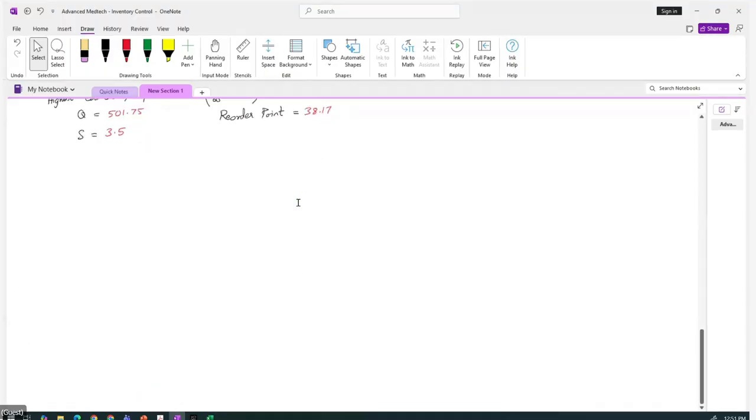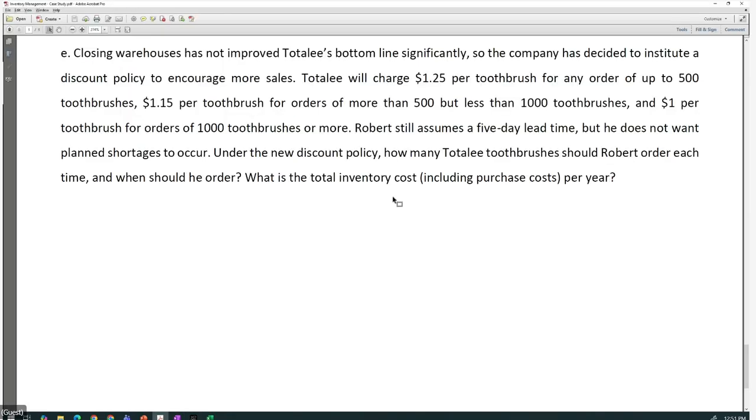Now for part E, how much will you order? You tell me. Forget about all the formulas. How much will you order, if you are given this information? How many of you say 1,000? Why am I saying 1,000? If I order 1,000 or more, it will be just $1, right? So should I order 1,000?